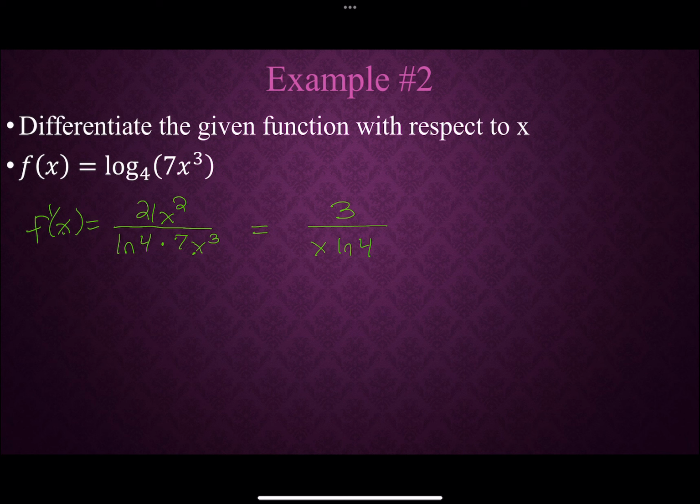I'm going to put that in front of the ln. I don't want you accidentally thinking it's ln of 4x, like the x is combined with the 4. So I'm going to put it in front of it. That's also why I have that little dot there, to show for the original one, ln of 4 times 7x cubed, that they're not joined together. All right, so that would be our derivative.